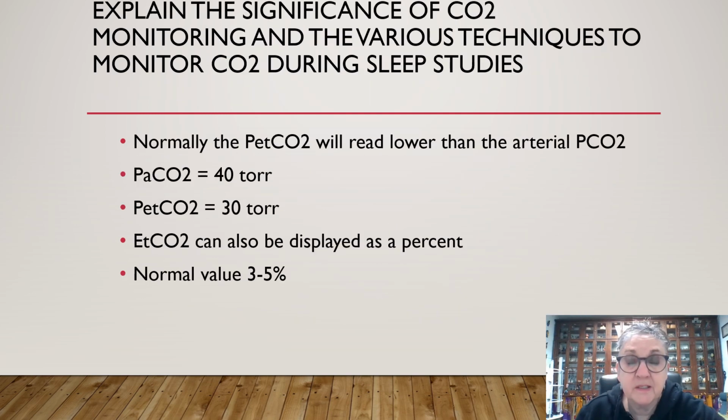The normal end-tidal CO2 will be lower than arterial PCO2, so it's important to correlate the two. The PaCO2 is usually about 40 torr for normal. End-tidal CO2 is 30. End-tidal CO2 can also be displayed as a percent. Normal value is 3 to 5%.